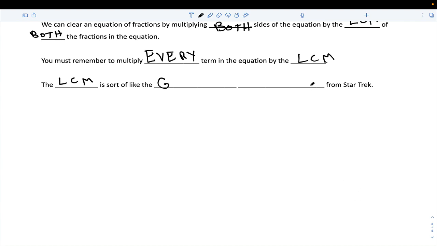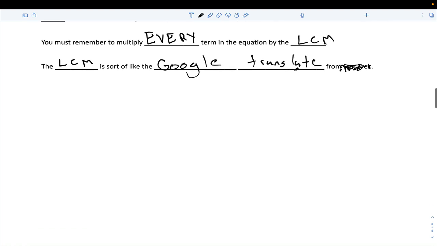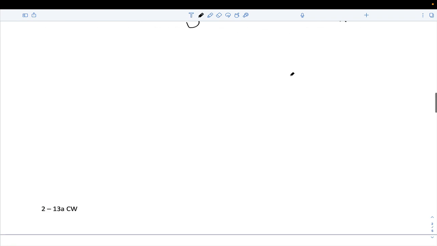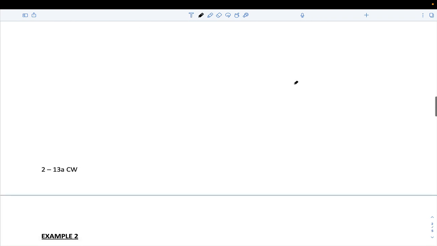In my mind, that doesn't really stick because I don't watch Star Trek, so I kind of think of it like Google Translate. The LCM is like when something's really confusing and I want to go to another country and understand what the heck it actually means. I'm going to type into Google Translate what they're saying, and then it's going to feed me back some information in words I actually know. By multiplying by the LCM, it kind of makes an equation that we can work with. It's a little bit less confusing.